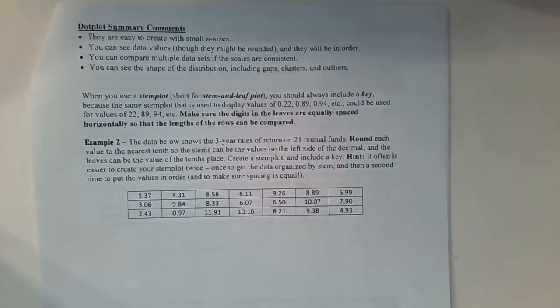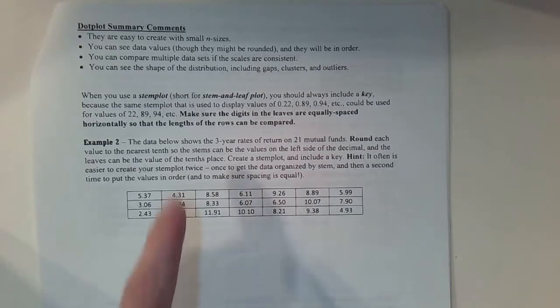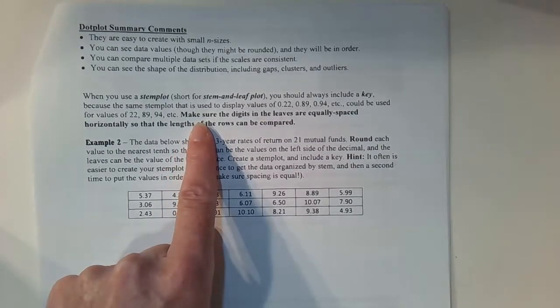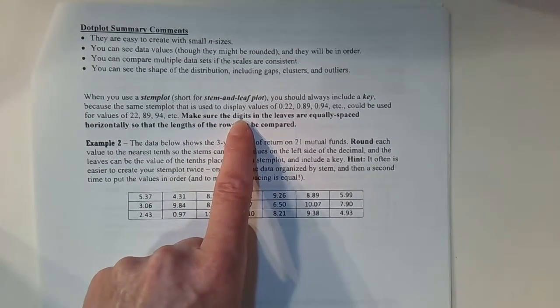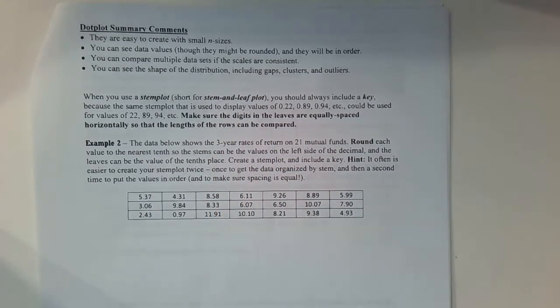And similar to a dot plot where I said to make sure your symbols are spaced equally, do the same thing on a stem and leaf plot. You're going to be actually drawing or using numbers, not symbols. So those numbers, or more specifically the digits you use, need to be equally spaced.